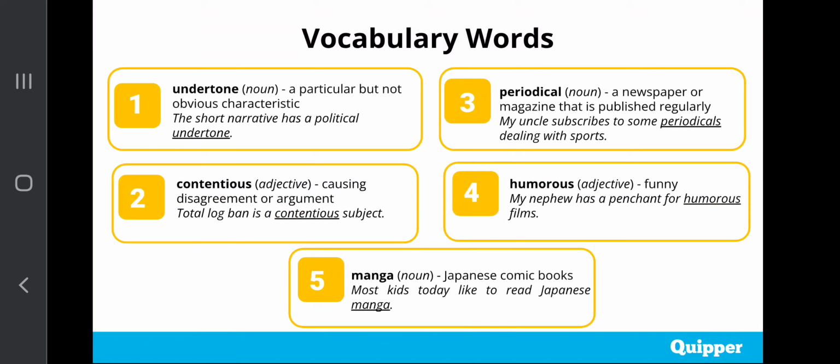Third, periodical. Periodical is a noun which means a newspaper or magazine that is published regularly. Example, my uncle subscribes to some periodicals dealing with sports. Fourth, humorous. Humorous is an adjective which means funny. Example, my nephew has a penchant for humorous films. And fifth, manga. Manga is a noun which means Japanese comic books. Example, most kids today like to read Japanese manga.